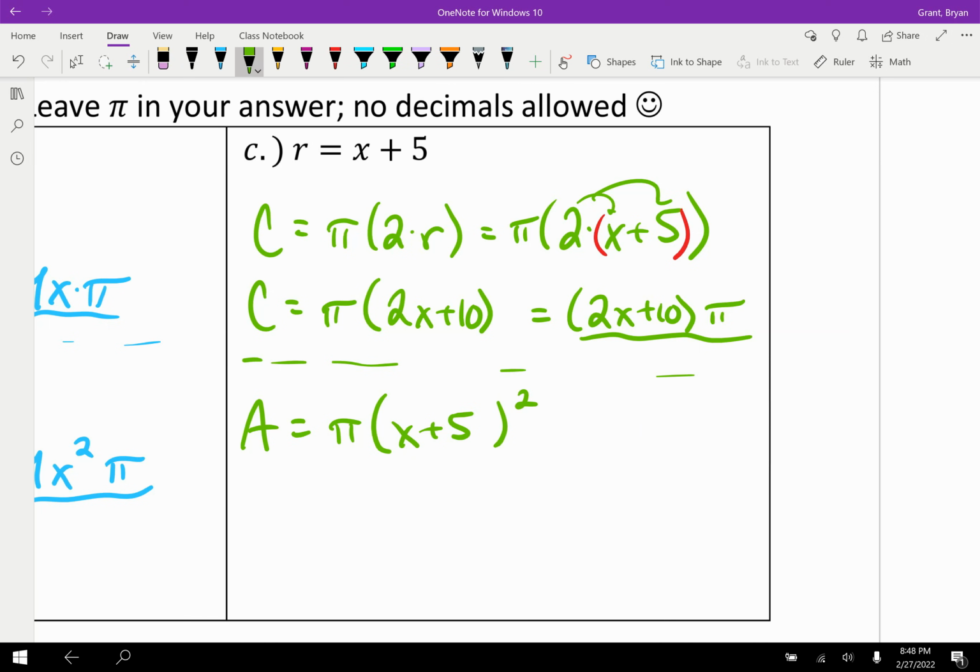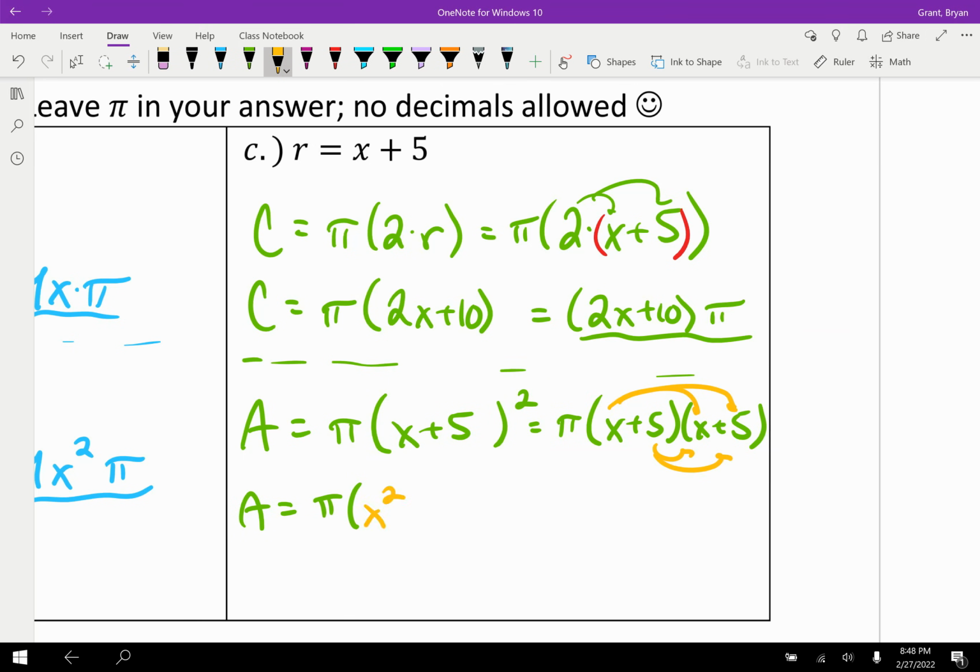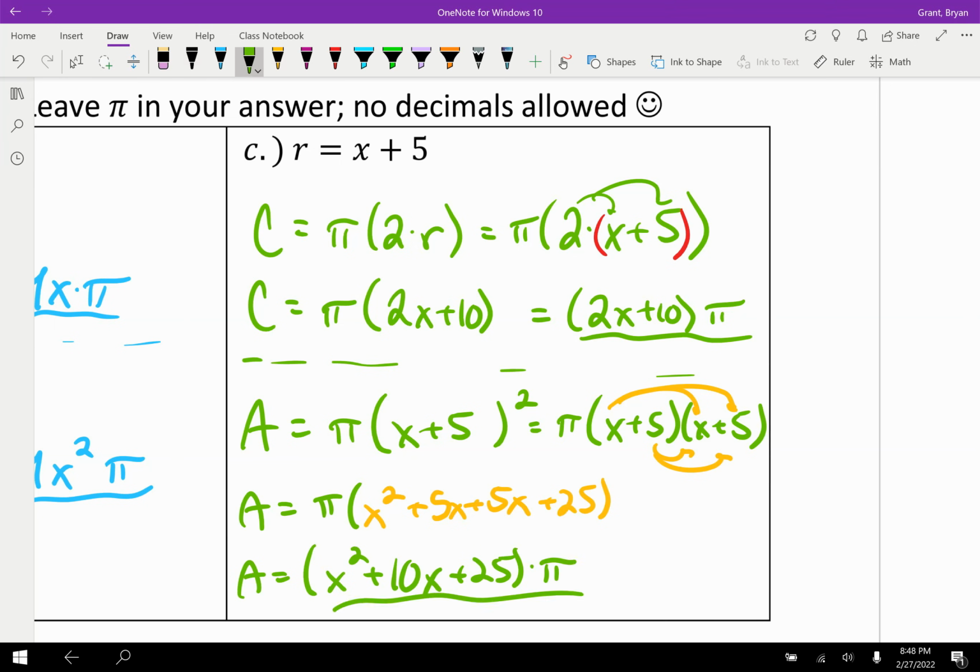So instead, you can recognize that this is a perfect square trinomial and use the formula from earlier. Or if you don't remember that, and I don't blame you, you can just do x plus 5 times itself. And to do that, we're just going to double distribute or use a box if you would like. X times x is x squared, x times 5 is 5x. I know there'll be another 5x. It's that perfect square trinomial. 5 times 5 is 25 at the end. So, finishing this off, we have x squared plus 10x plus 25 times pi.